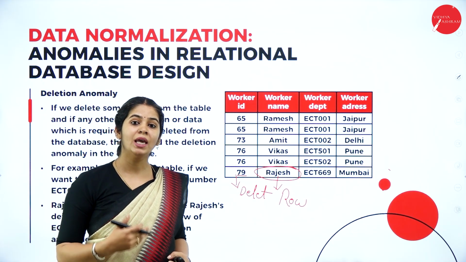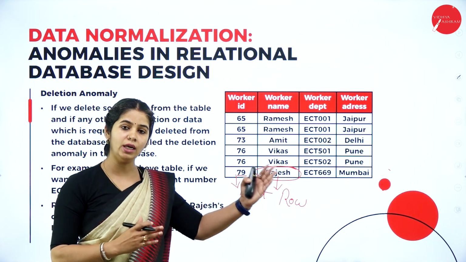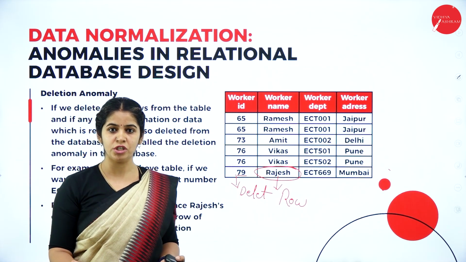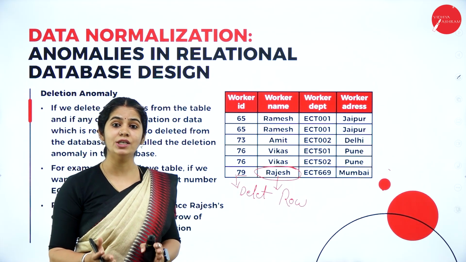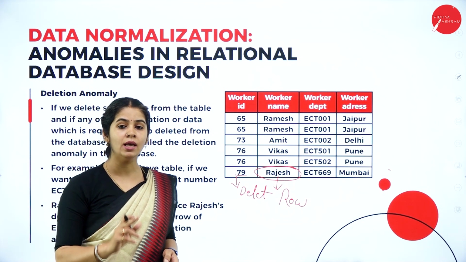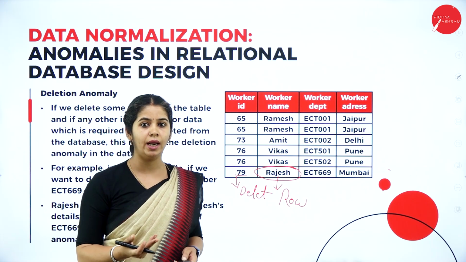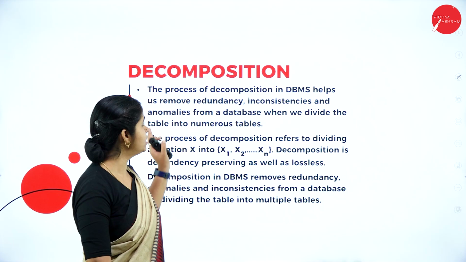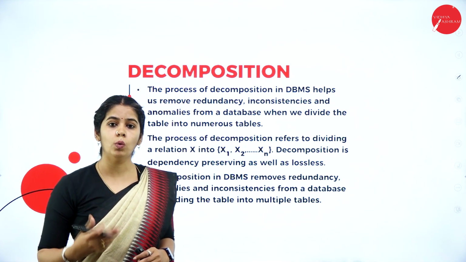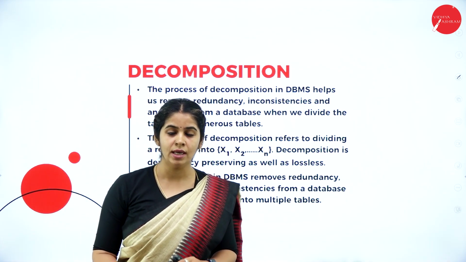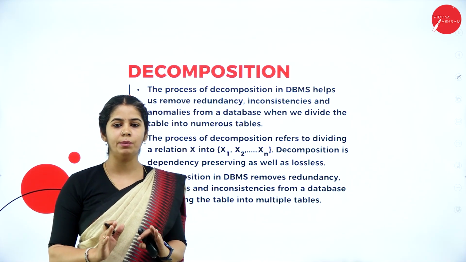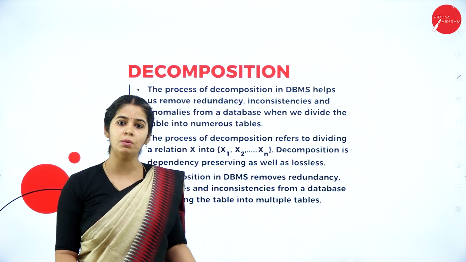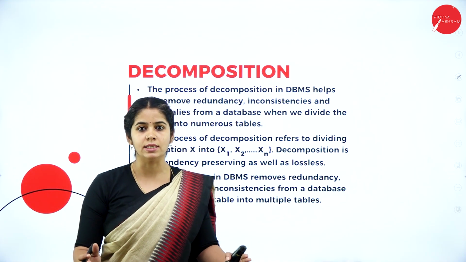That causes inconsistency. In the employee table you have Rajesh, but in the worker table you don't have the Rajesh detail. So that causes deletion anomaly. When you are deleting, it provides inconsistent data. Next we have decomposition. How to overcome these anomalies? The simple and best solution is decomposition. Decomposition means dividing the things.